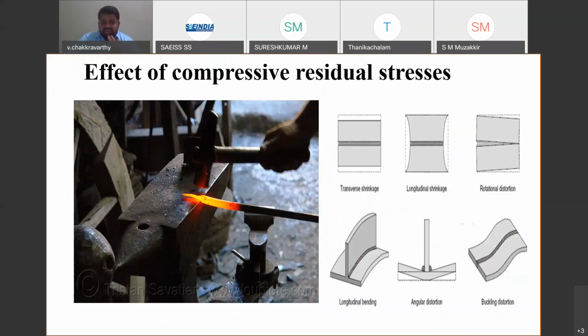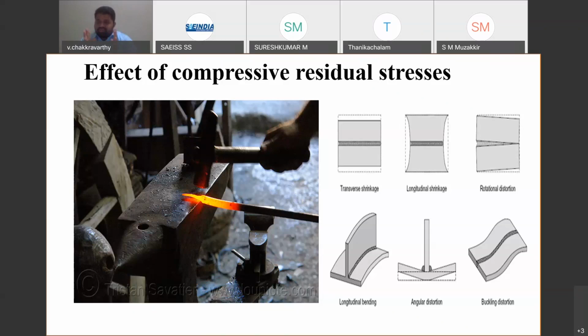So, compressive residual stresses. I have given a foundry as an example. Whenever your material is hot and you give it a hammer blow, more compressive stress will be accumulated in your material, and that material will turn into a very high strength material, and it can resist corrosion and also wear. That is the most important effect of compressive residual stresses.